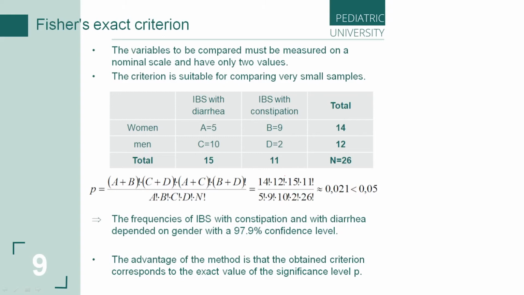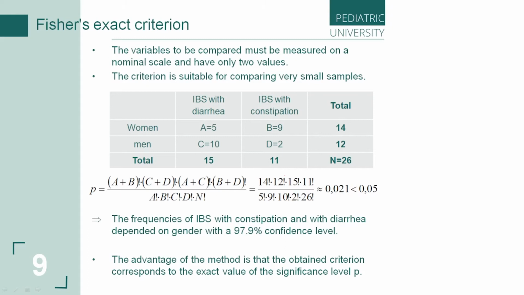But its big plus is that it calculates the level of significance, or we can say the probability of our error. You don't have to compare anything to tabulated values. But the main disadvantage of this criterion is very large calculations.